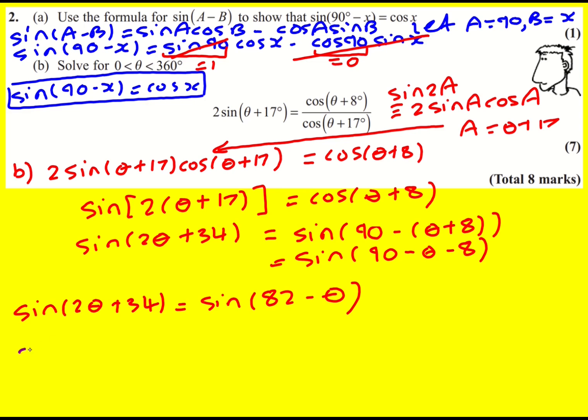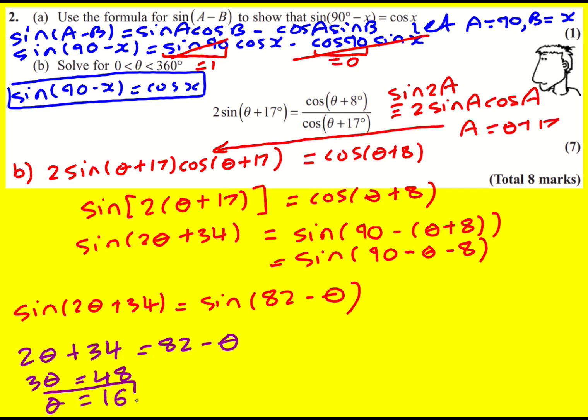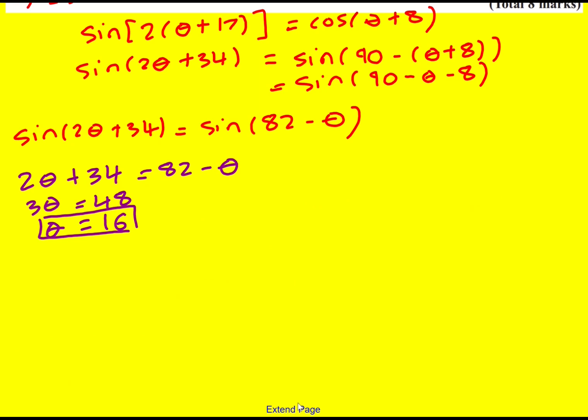Now, an immediate solution to this equation is if the values inside the sines are the same. So 2 theta plus 34 is equal to 82 minus theta. That means 3 theta equals 48. So theta is equal to 16 degrees. But that is not all. We need to now carefully find the other ones.